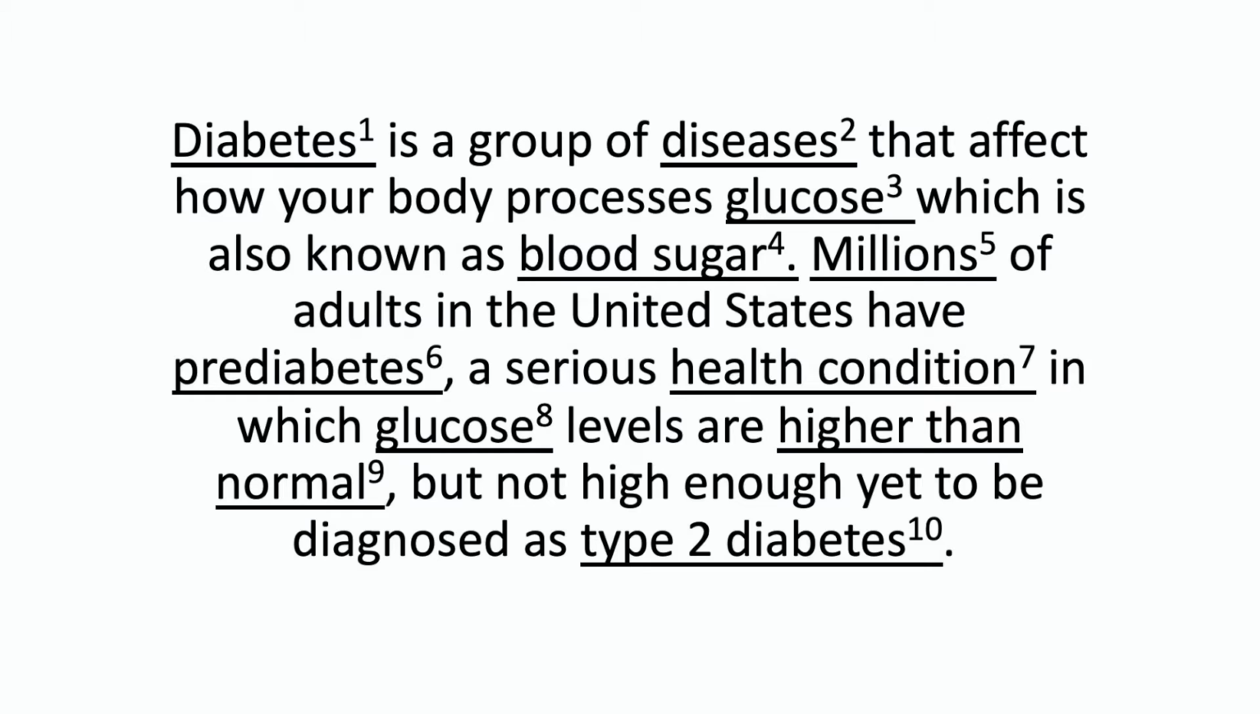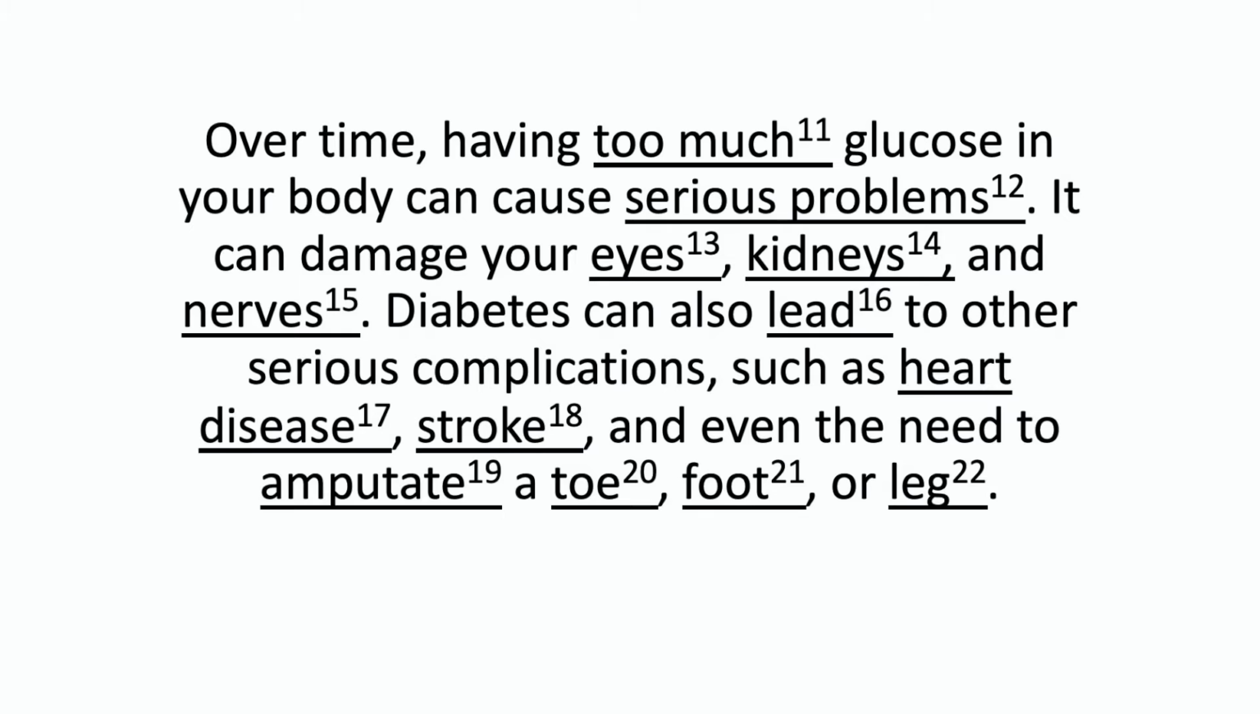Diabetes is a group of diseases that affect how your body processes glucose, which is also known as blood sugar. Millions of adults in the United States have prediabetes, a serious health condition in which glucose levels are higher than normal, but not high enough yet to be diagnosed as type 2 diabetes. Over time, having too much glucose in your body can cause serious problems. It can damage your eyes, kidneys, and nerves. Diabetes can also lead to other serious complications, such as heart disease, stroke, and even the need to amputate a toe, foot, or leg.